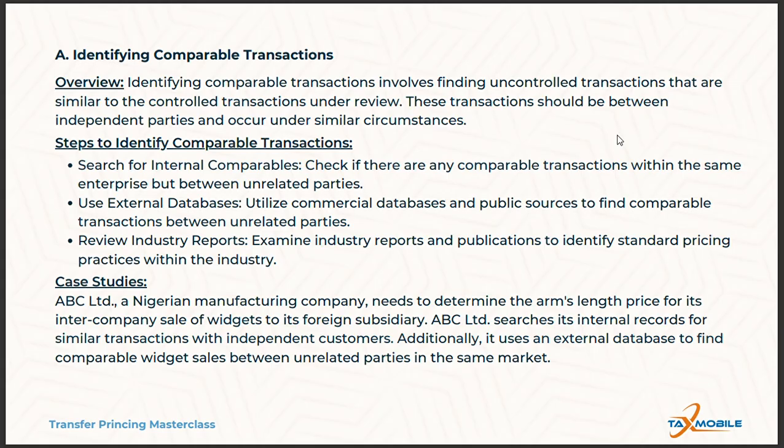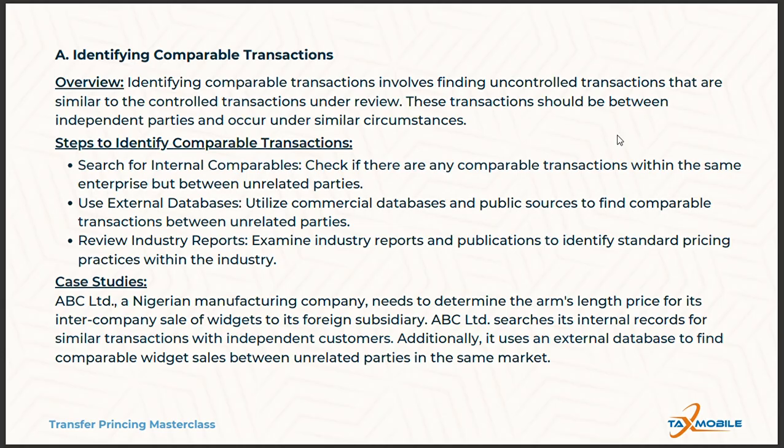One, you need to identify the controlled transaction. The first step is to clearly define the controlled transaction, which could involve the sale of goods, provision of services, licensing of intangibles, or financial arrangements such as intercompany loans. This step involves understanding the economic terms, pricing structure, and contractual obligations between related parties. It is crucial to gather detailed information on the transaction, such as the nature of the goods or services, the terms of the agreement, the parties involved, and so on.